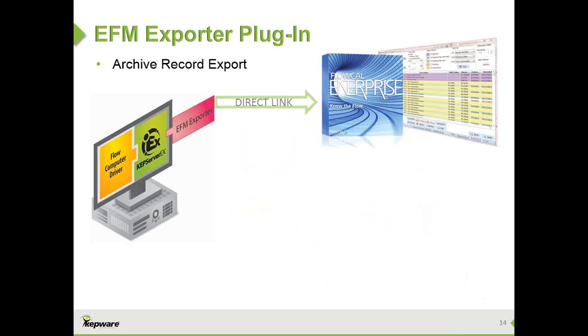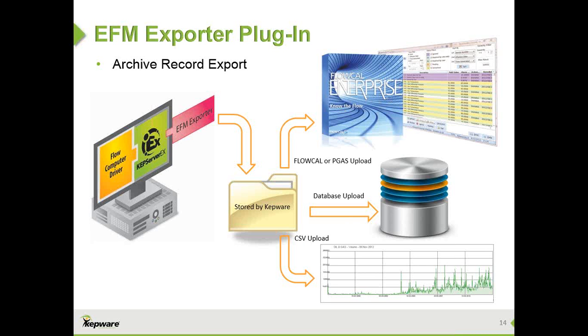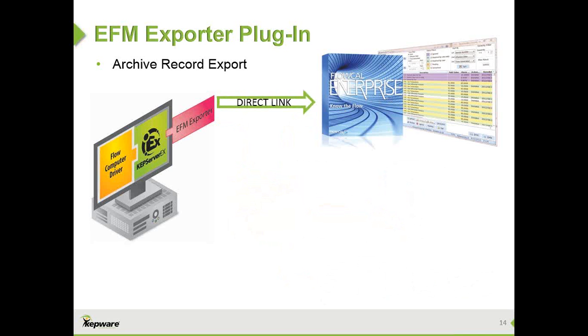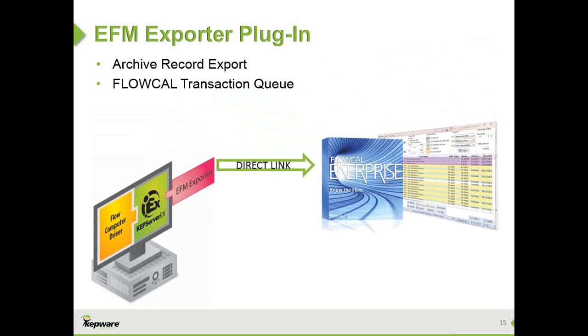You could envision that having a direct link, instead of doing that store off to the local system and then upload, like it works currently with everything in our AFM Exporter, having a direct link to the FLOWCAL software would probably be intuitive and helpful. So in a continued collaboration with FLOWCAL, Kepware in this release has that direct link to FLOWCAL analysis software, and that's called the transaction queue, and that's for importing AFM data directly into the Oracle database on which the applications sit.